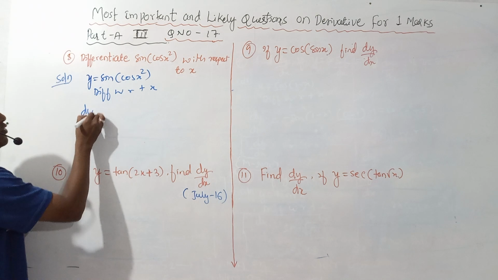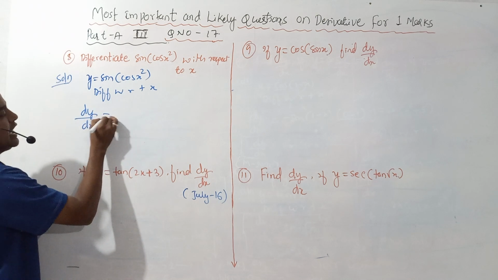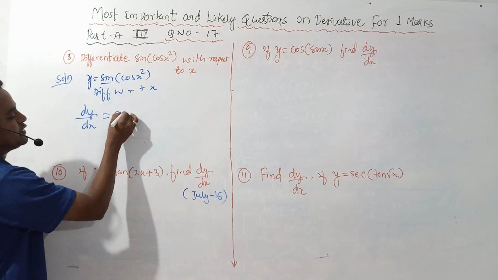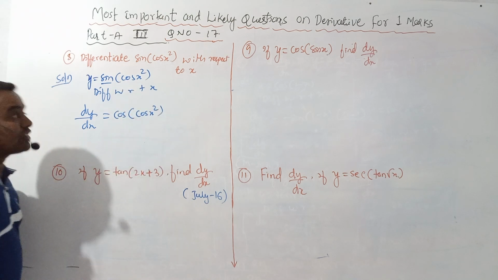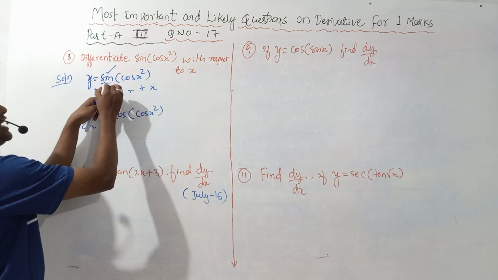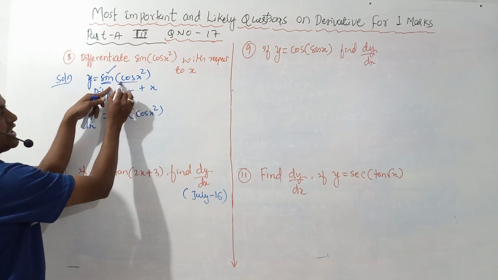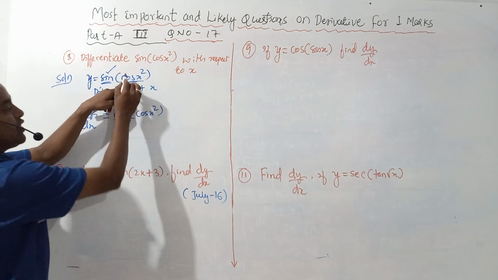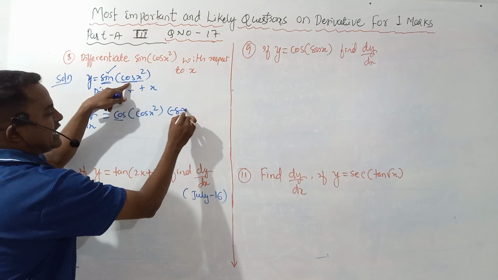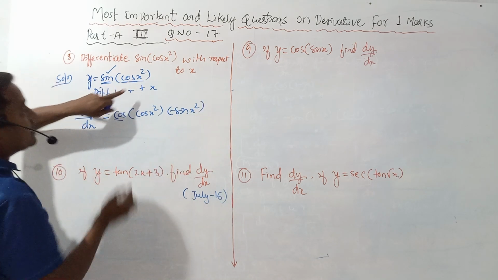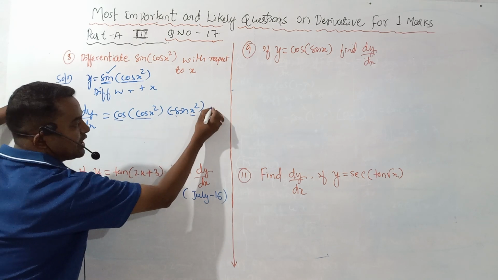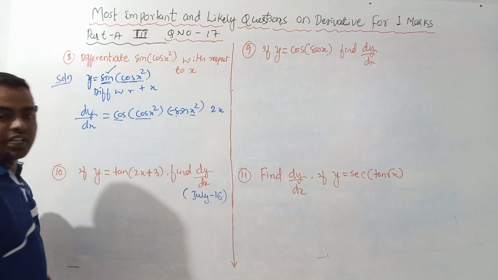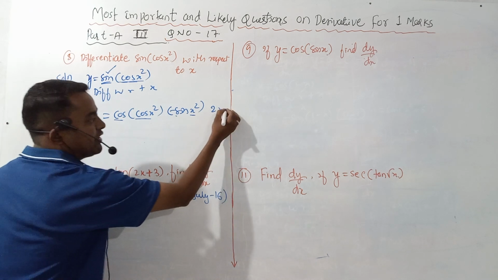That is, y will become dy by dx. Derivative of this sine is cos, and cos x square is as it is. In the first step, we are differentiating only the sine. Derivative of sine is cos. Derivative of cos is minus sine x square. Derivative of this cos is minus sin x square. Derivative of this x square is 2x. Derivative of x is 1.